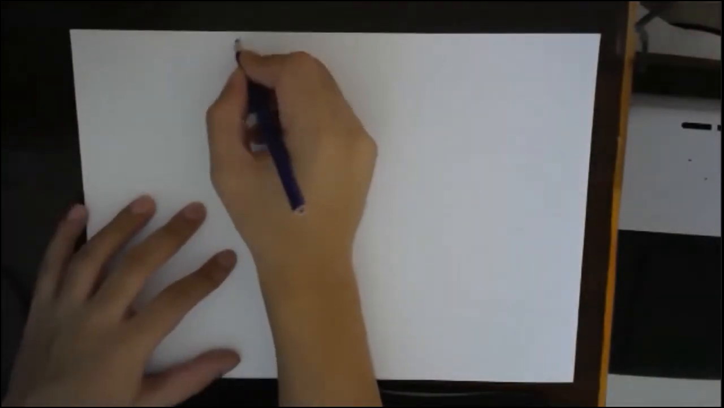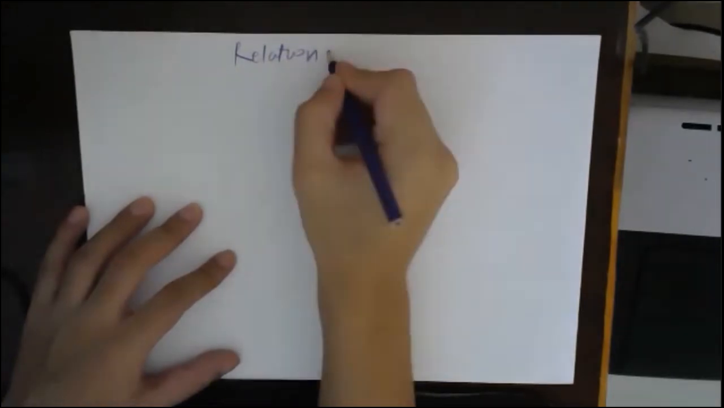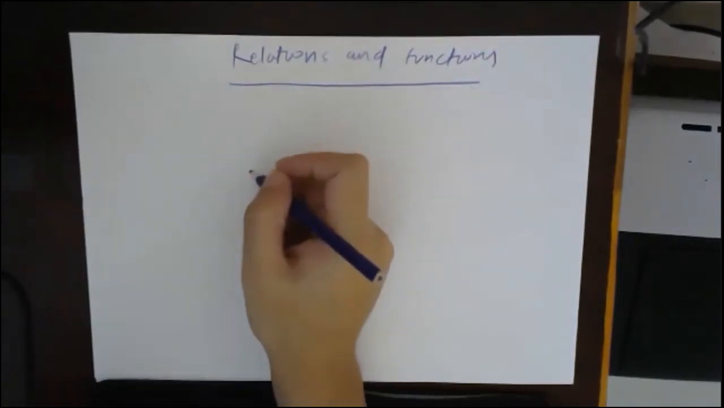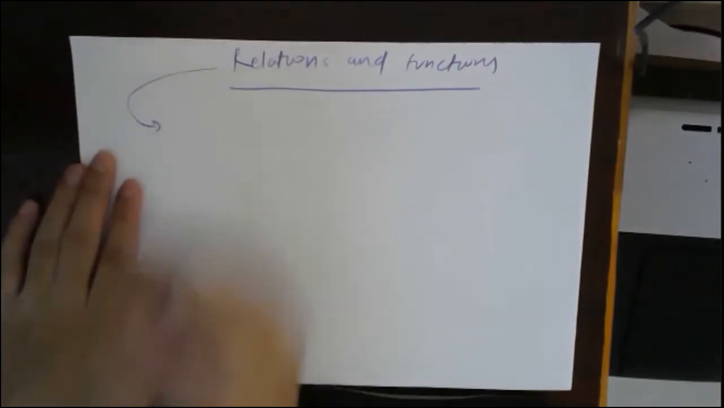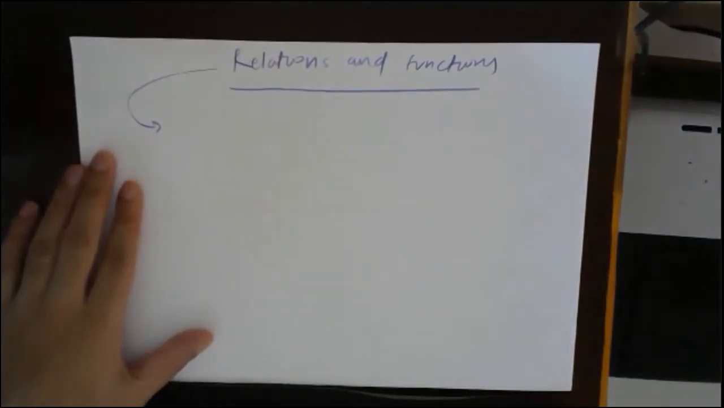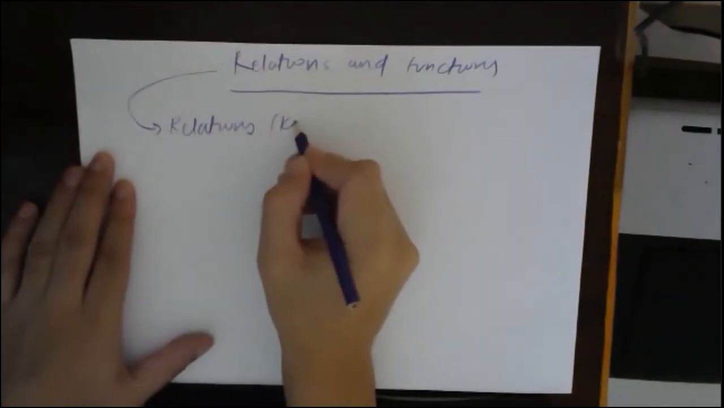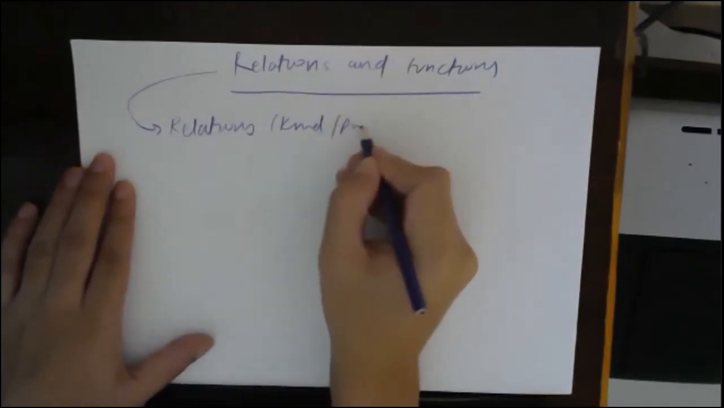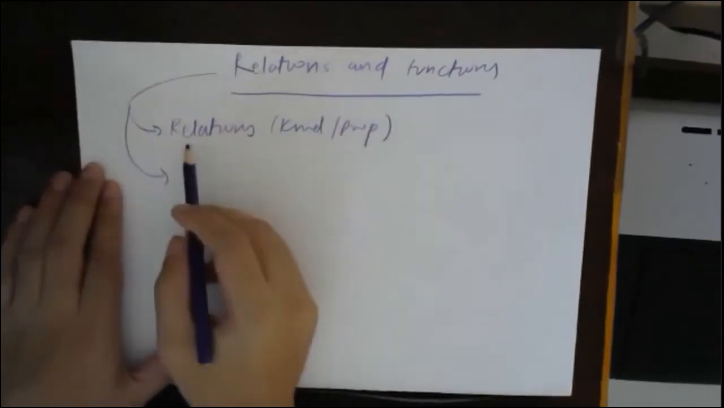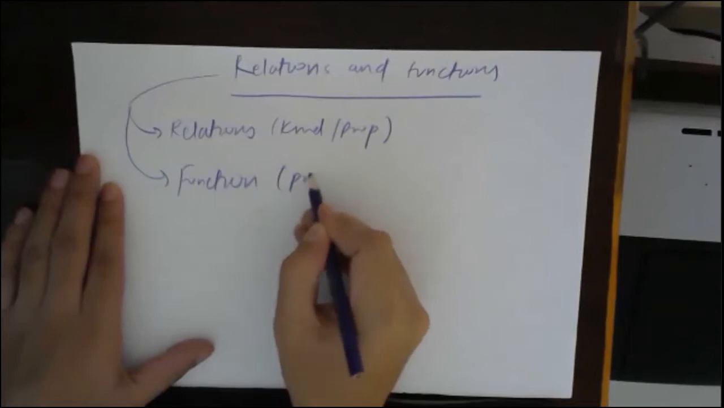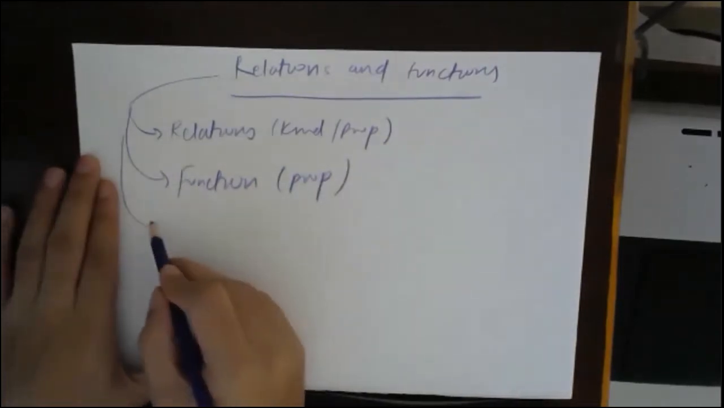I'll just write down the heading first: Relations and functions. In this chapter, the way we will progress is first we will look at relations, what relations really are. Then kinds of relations, or the properties of relations. Then we move on to the special kind of relation known as function, the properties of functions, and we will look at different kinds of functions.